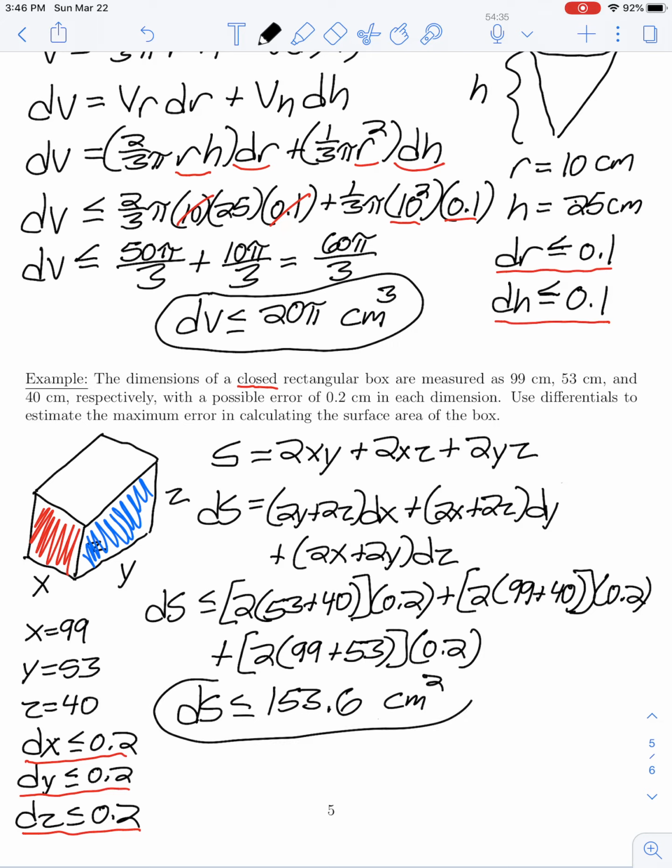So again, we see even for a pretty small error in each dimension, we could have a relatively large error for calculating some related quantity like the surface area of our box.